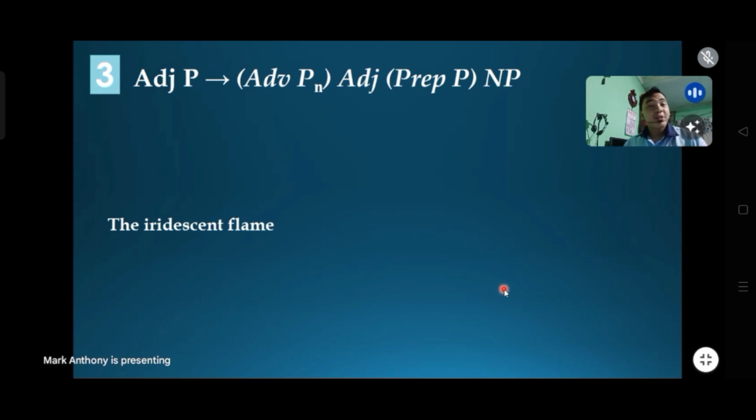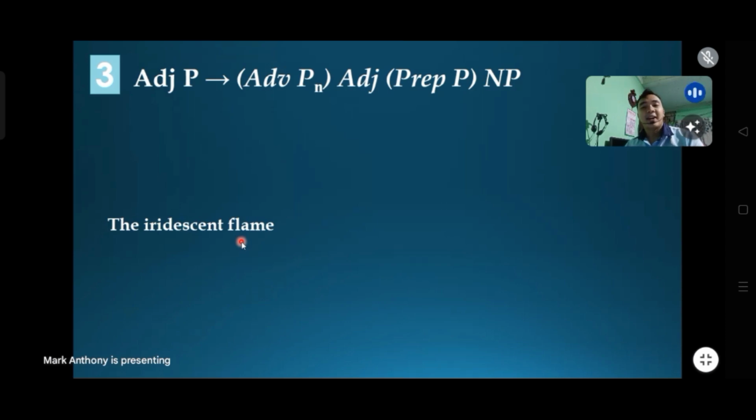So for the next phrase structure rule that we have, this specific rule emphasizes the adjective phrase. Mind you that things from this point will get a little bit complex, but let's just focus and try to understand. So what we have here, the sentence is the iridescent flame. So let us try to create a phrase structure tree out of the sentence.